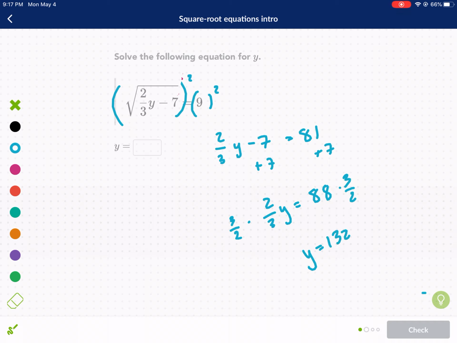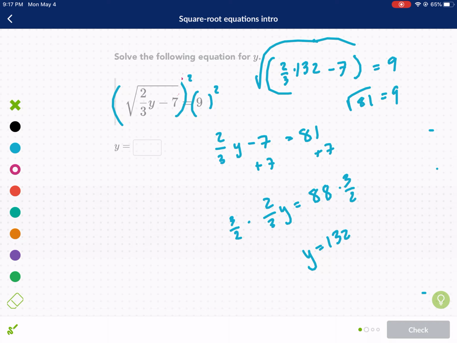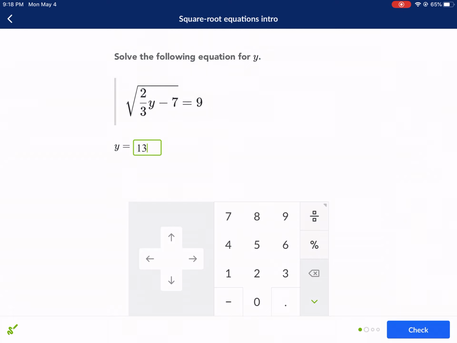We need to check that answer, so we're going to plug it back in. 132 times 2 over 3 minus 7, is that equal to 9? Well, the square root, of course. So 132 times 2 divided by 3 minus 7 is 81. So the square root of 81, is that equal to 9? Yes, it is. We are good to go. So we're going to type in 132 for y.